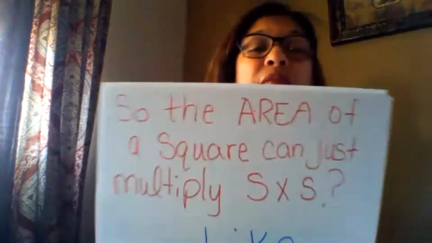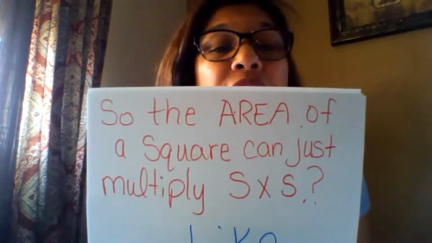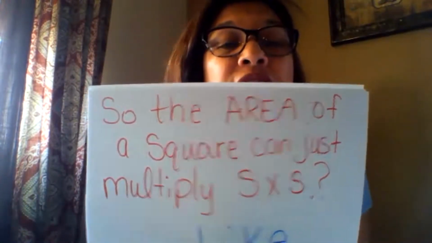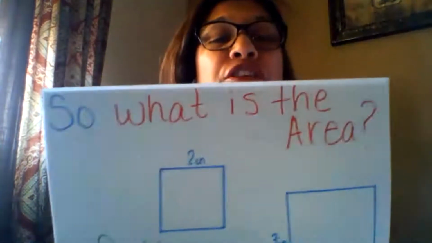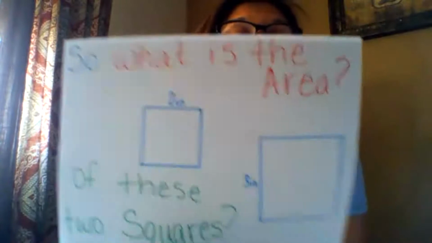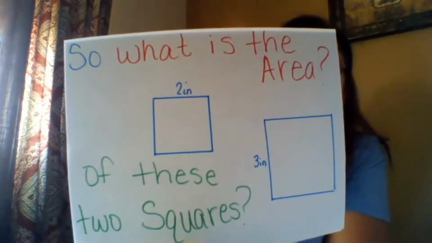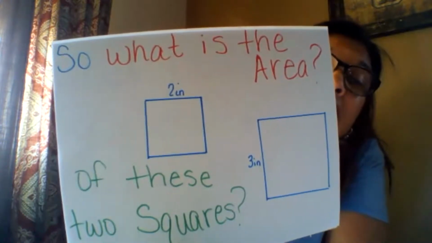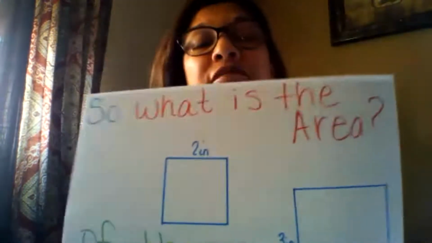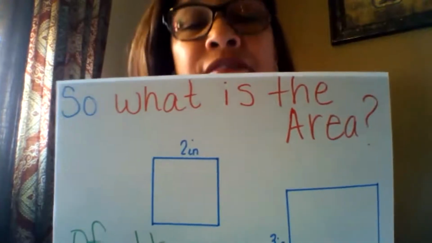So the area of a square, we can just multiply, right? What is this? I want you to give me the area of these two. I'll give you a minute to get this done.